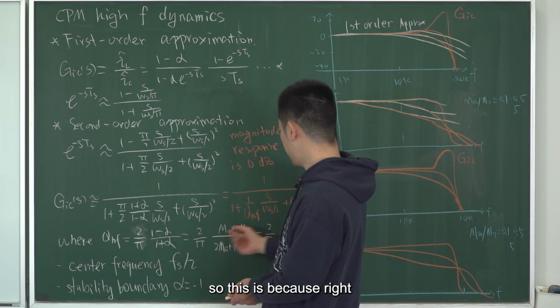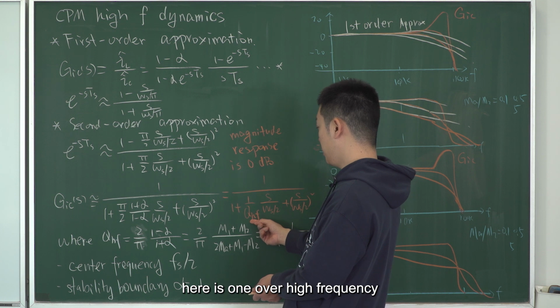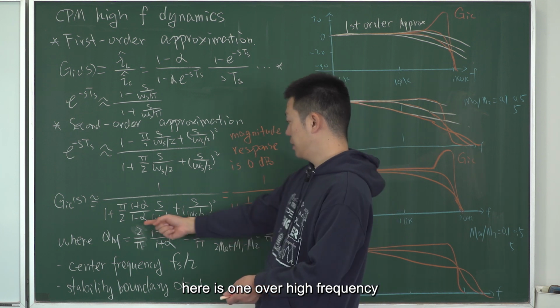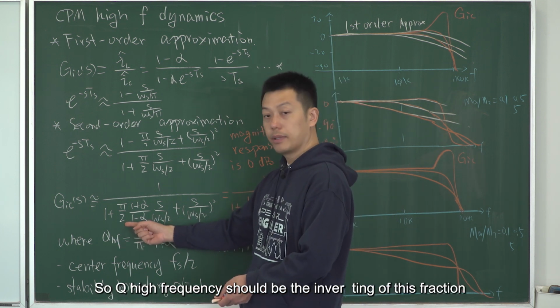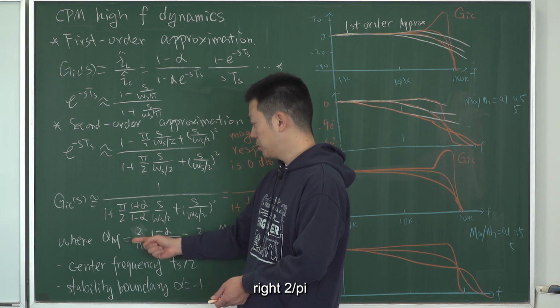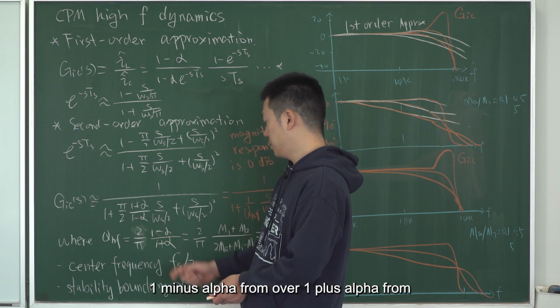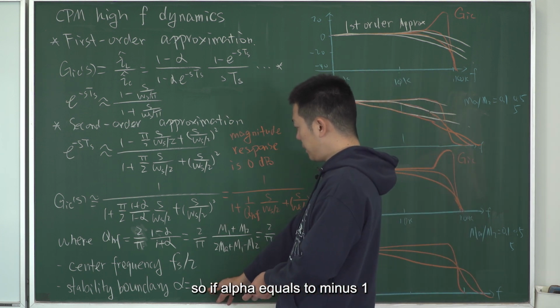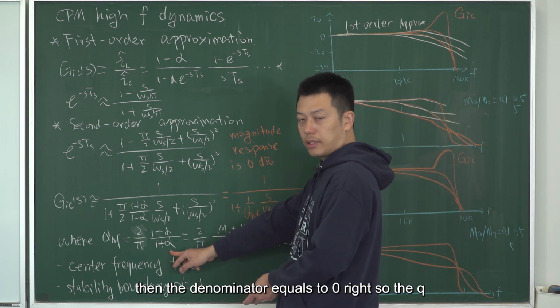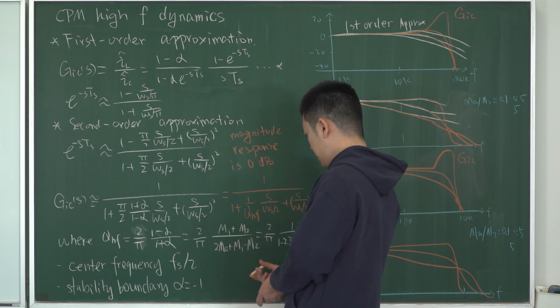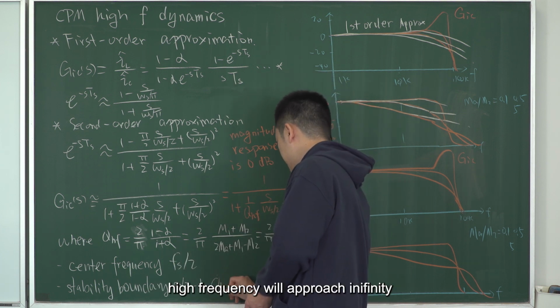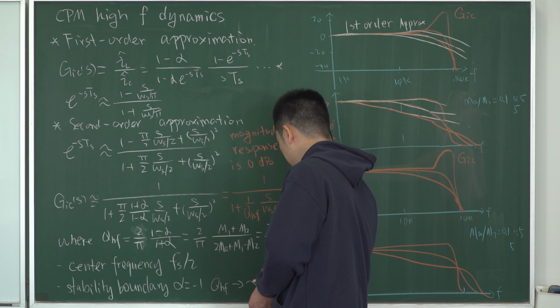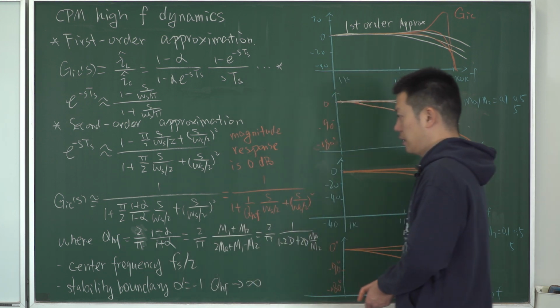This is because here is 1 over Q high frequency. So Q high frequency should be the inverse of this fraction: 2 over pi times (1 minus alpha) over (1 plus alpha). So if alpha equals -1, then the denominator equals 0, so the Q high frequency will approach infinity.